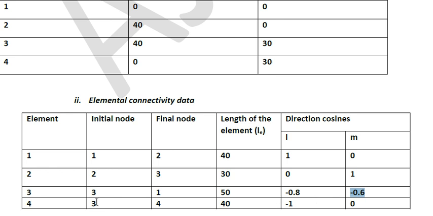Similarly, for element 4, I have taken initial node as 3, final node as 4. Therefore, it will be 0 minus 40 divided by 40. For the y coordinate, it is 30 minus 30 divided by 40, which is 0. So these are the direction cosine values for element 1, this is for element 2, this is for element 3, and this is for element 4. These values we have to take for constructing the stiffness matrix.